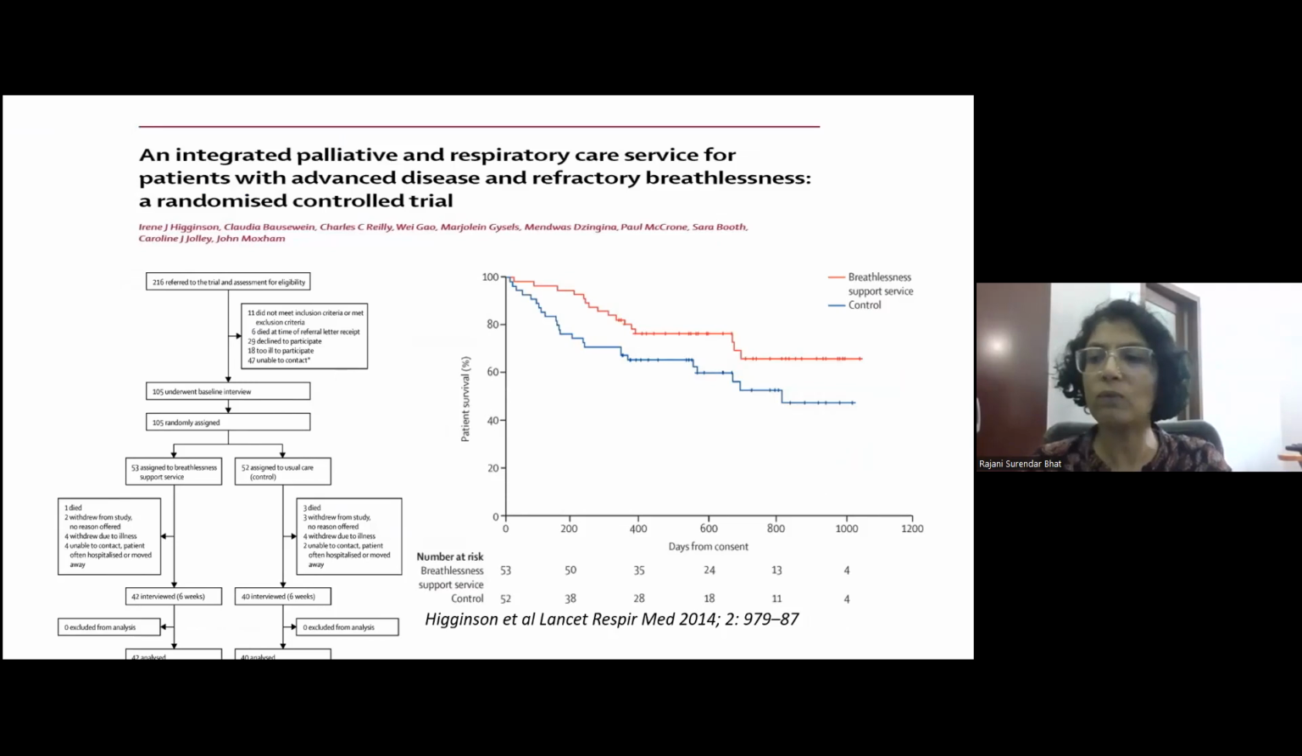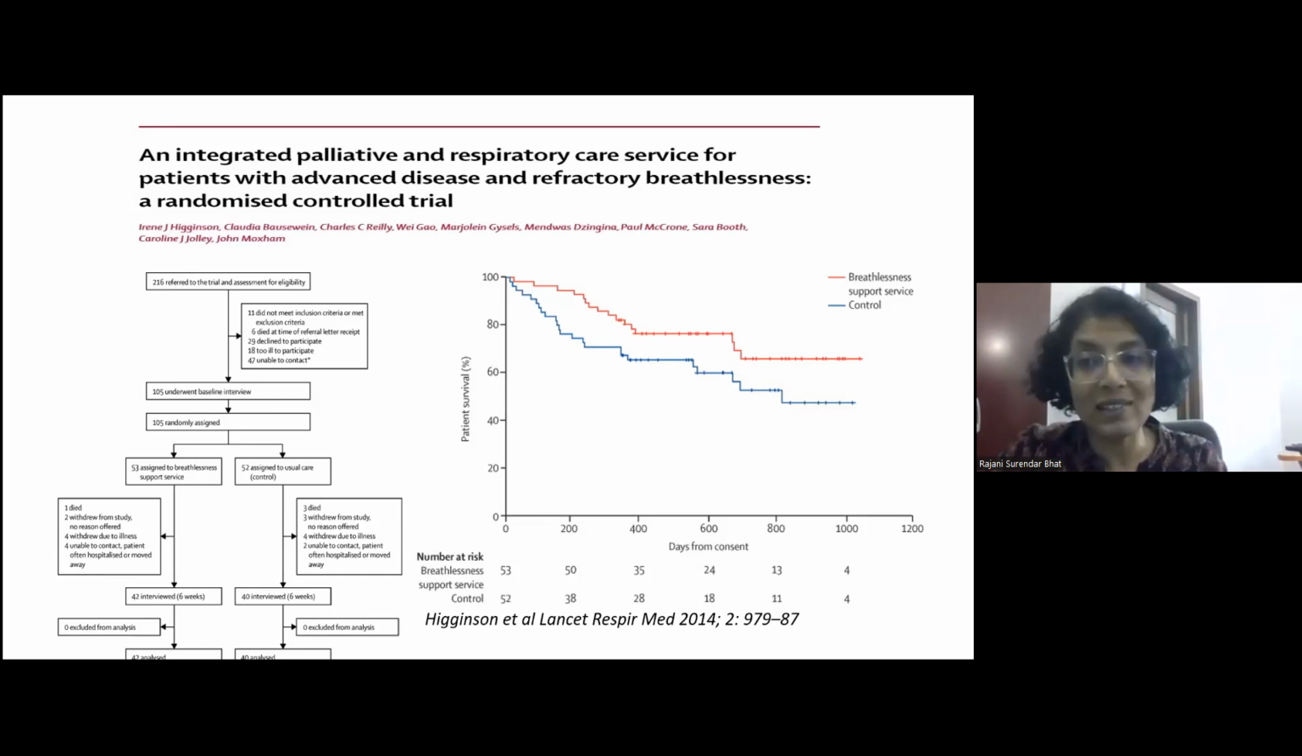For the longest time, one did not have a clear understanding of the real benefits of a breathlessness support service and a palliative pulmonology approach to patients with chronic respiratory disease. And though this is a small study, it's a very important study which showed us that an integrated palliative and respiratory care service for patients who have chronic breathlessness, who are dependent on oxygen, for those patients who were given the option of a breathlessness support service and access to palliative care services, there was a survival benefit that was noted. Reduced utilization of emergency services and reduced exacerbations and worsenings that happened in these patients.